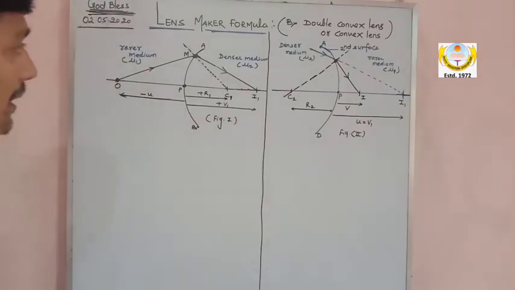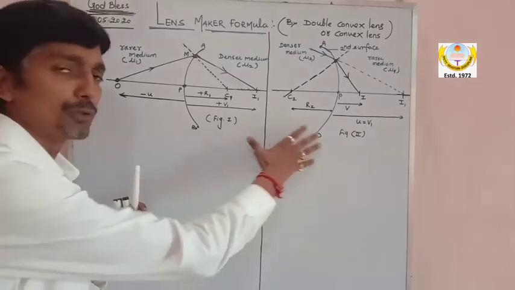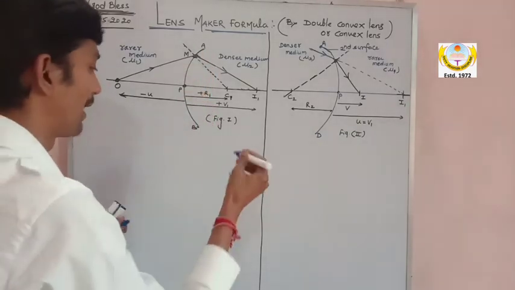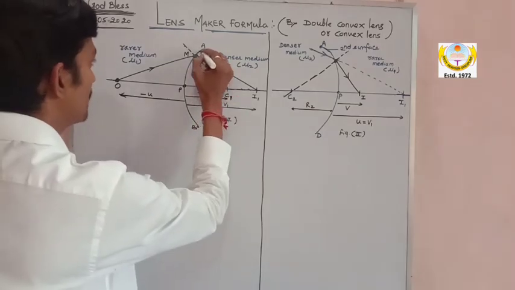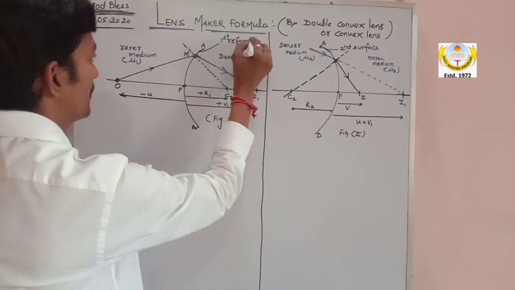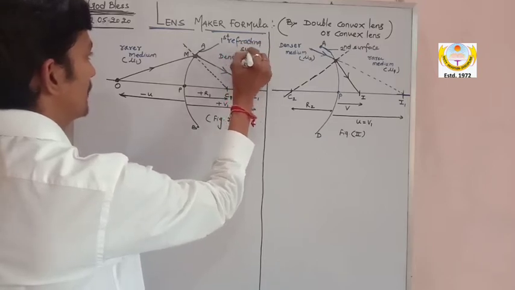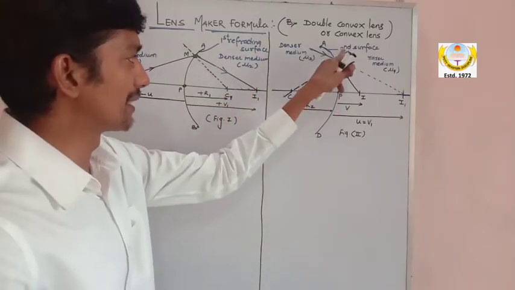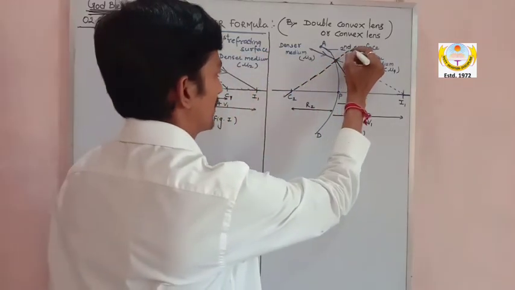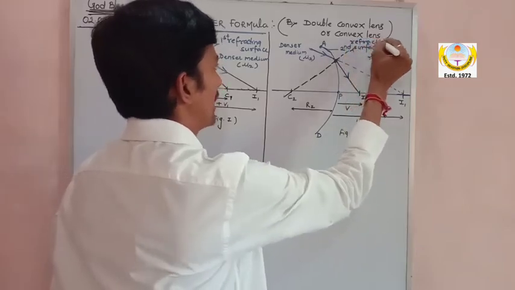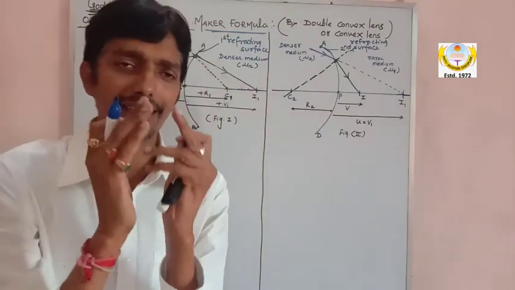Now, my dear, here I have used the double convex lens, and I have drawn two figures in front of you. This is the first refracting surface of the convex lens. Here I am writing first refracting surface, and here this is the second refracting surface. You all know that in any lens there are two refracting surfaces.